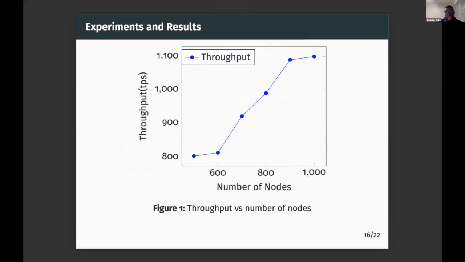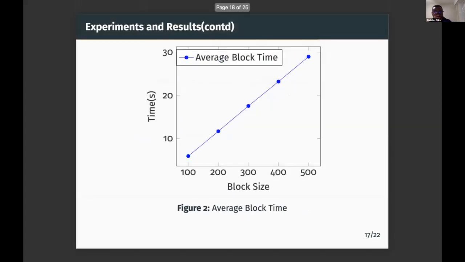In the first experiment, we measured the throughput against the number of nodes in the network. And from our experiments, the results show that as the number of nodes within the network increases, so does the throughput of the system. In the second experiment, we measured the average block time. So by varying the block size between 100 and 500, we measured the time it takes for a new block to be appended to the already existing chain. And the results show a linear correlation.